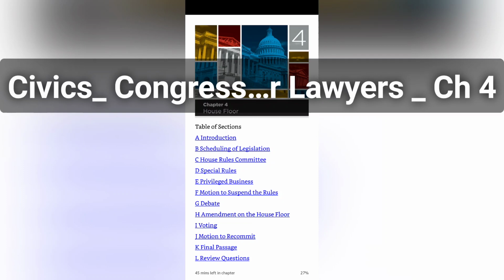Private bills are called up in the order that they are reported by the committee and listed on the private calendar. They are considered in the Committee of the Whole, see Chapter 3G, with no general debate, but members may speak for 5 minutes. There may be objections to bills on the private calendar because few members have the resources or time to study all private bills.